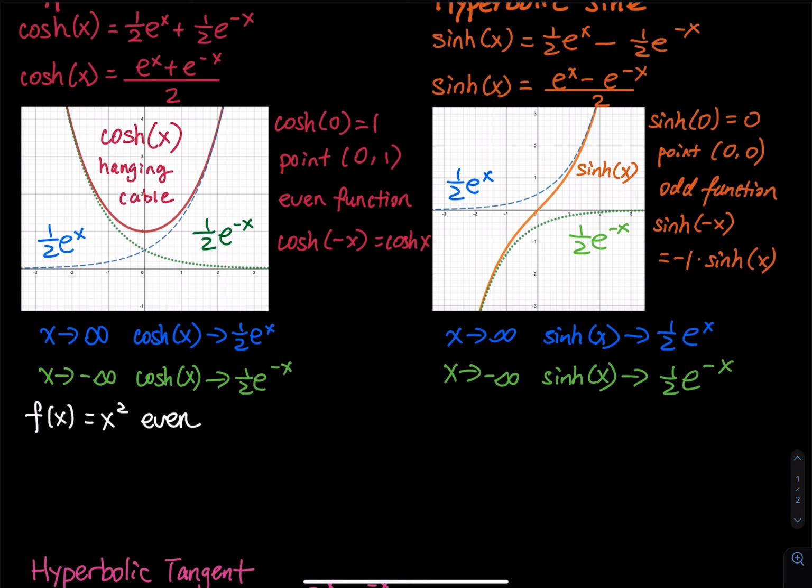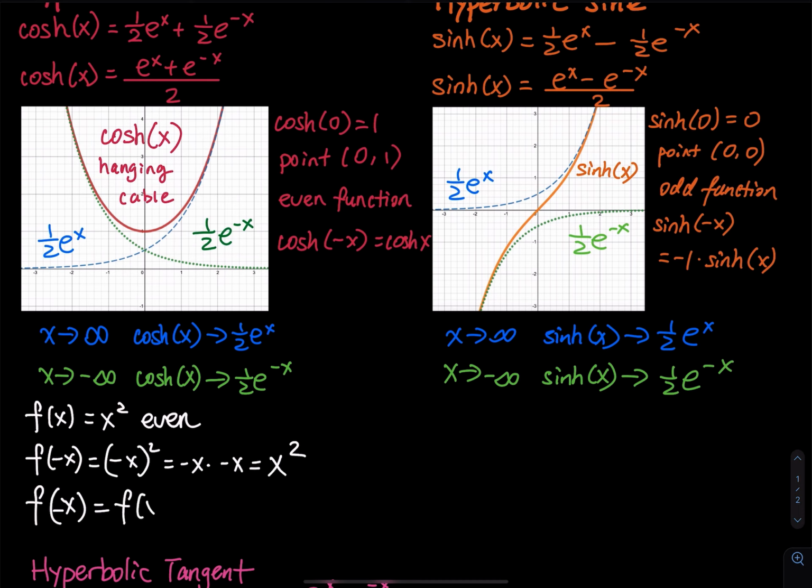Even function is y-axis symmetry, because if you replace x with negative x, this becomes negative x squared, right? So that is negative x times negative x, so negative 1 times negative 1 becomes a positive 1, so you just proved that f of negative x equals f of x. This is the characteristic of even function.